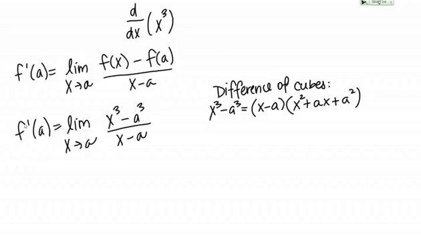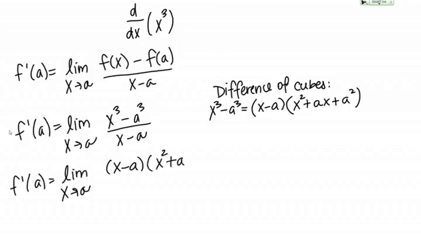You can use this for any two difference of cubes. So I'm going to now apply this formula to the numerator of my limit where I have a difference of cubes. Okay, so this turns into the limit as x goes to a of, on the top, x minus a times x squared plus ax plus a squared. And that's all still over x minus a.